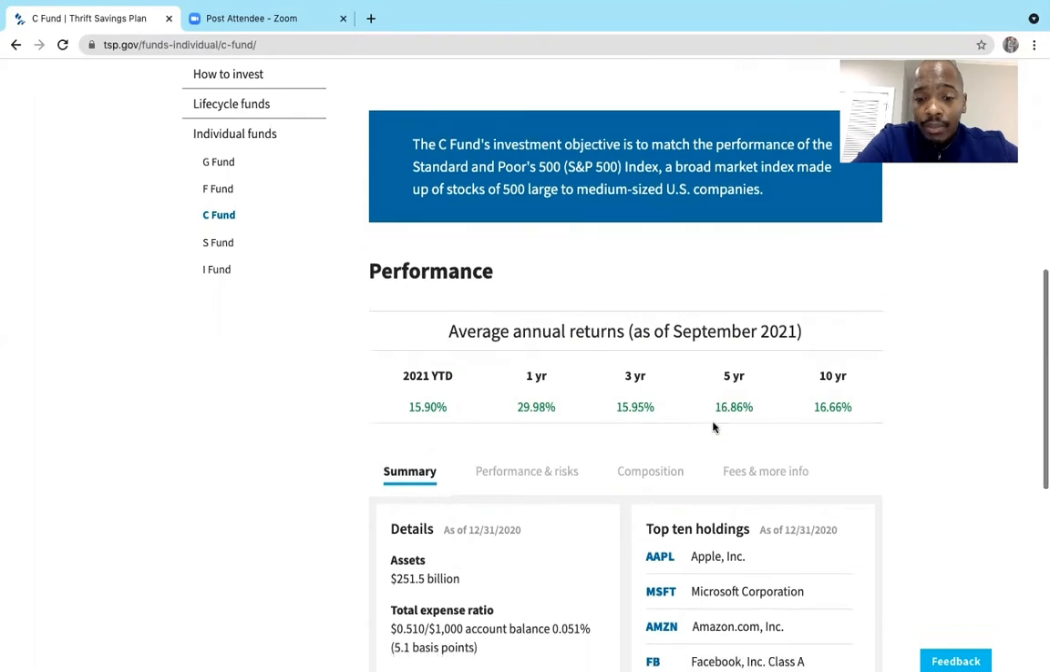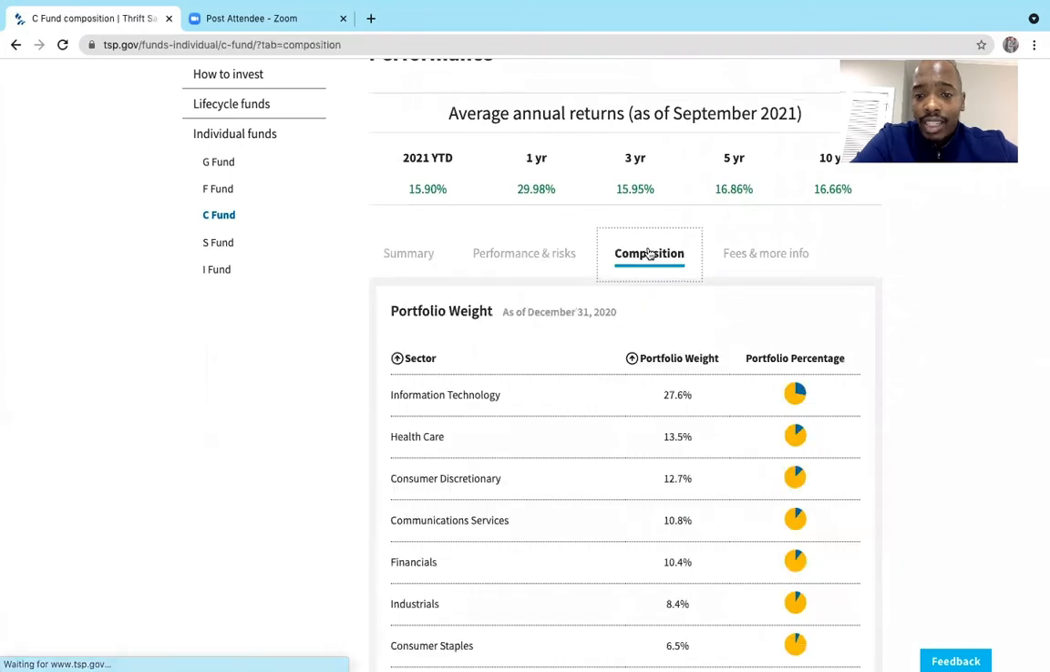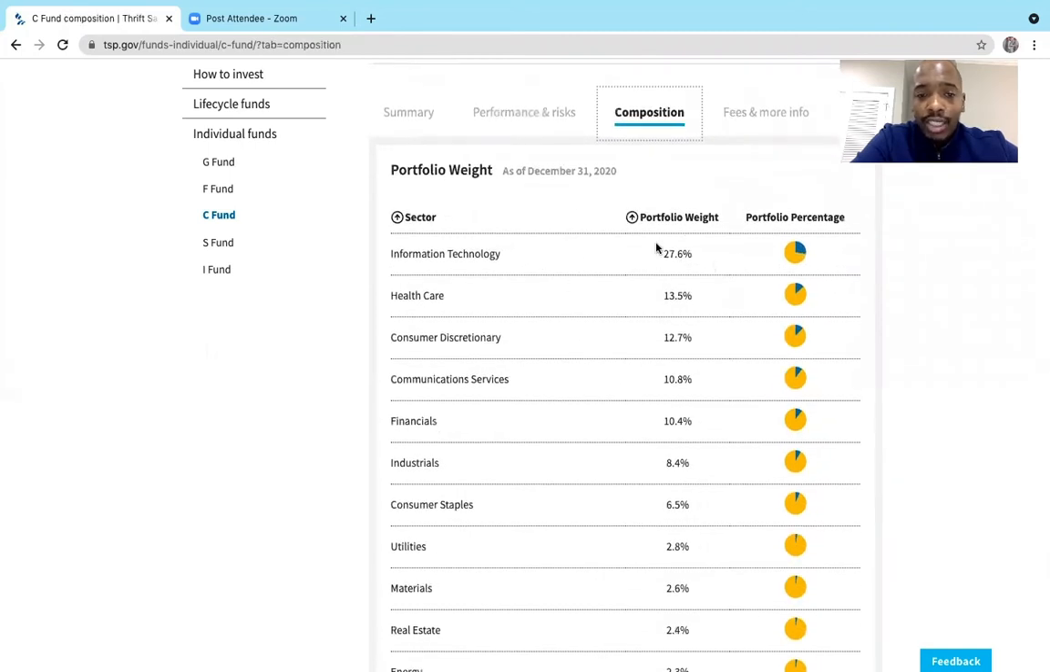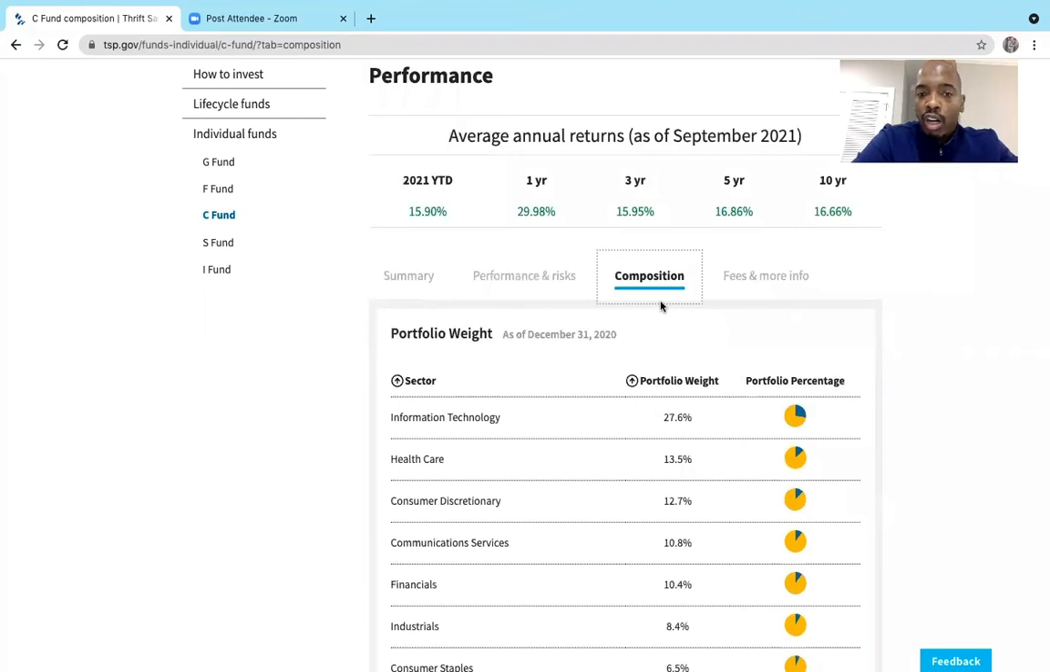It's over 15%. And when we're looking at the top 10 companies in this fund, we have the leaders in the industry: Apple, Microsoft, Amazon, Tesla, Google, Berkshire, Johnson & Johnson, JP Morgan. If we look at how it's breaking up, we got 27% in IT, 13% in healthcare. So if you're looking to build wealth, the difference between the people who come into our office with $1 million and the people who come in with 200,000 is not because the $1 million people put more money in. It's because they're in something that can actually win.